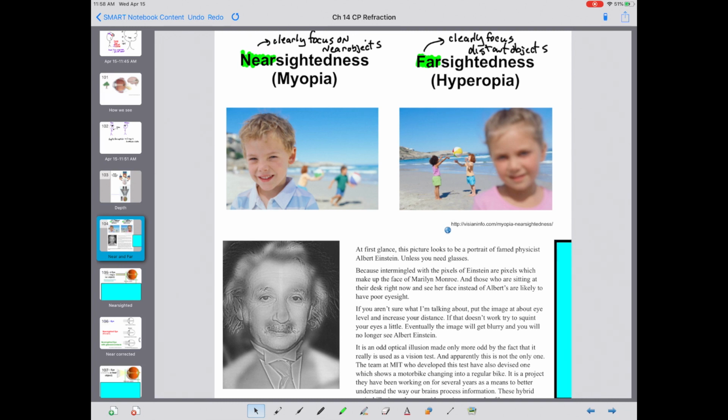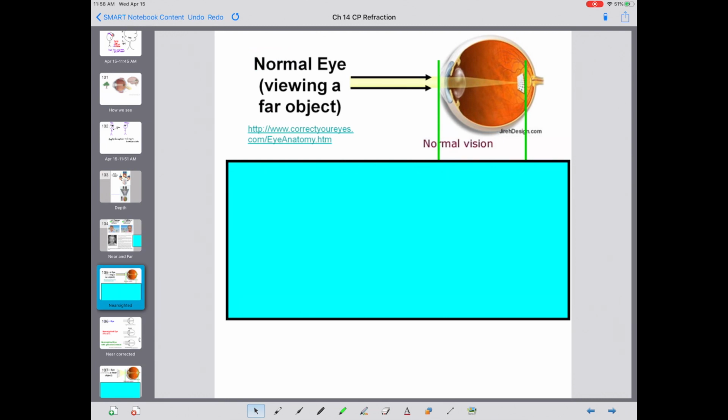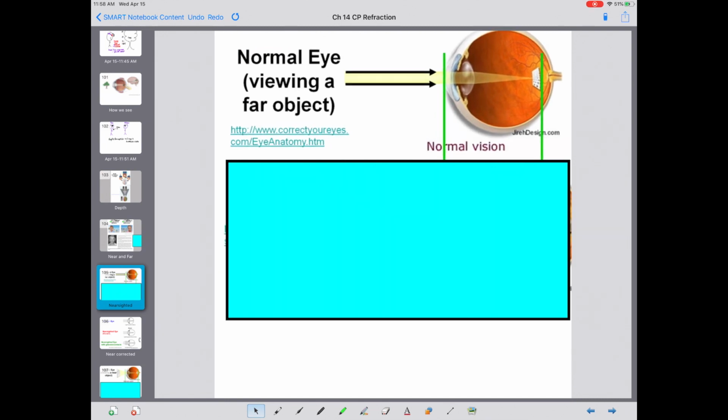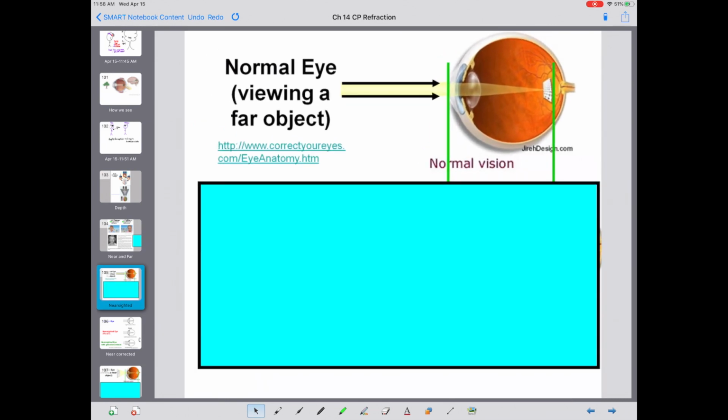There are two images here, an image of Albert Einstein and an image of Marilyn Monroe. And based on your eyes and how you see, you should have seen that image differently or see it change in different locations. So let's talk then about nearsighted and farsighted and what is going on with your eyes to cause this. Here we have a normal eye that is viewing something that is far away.